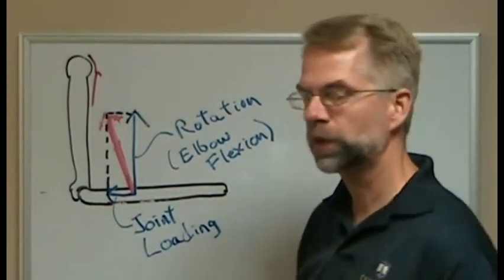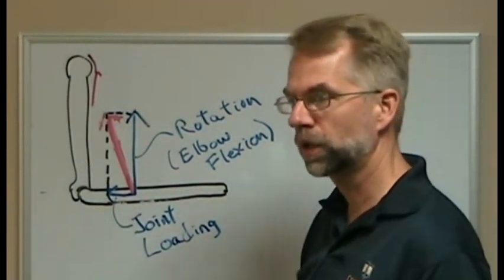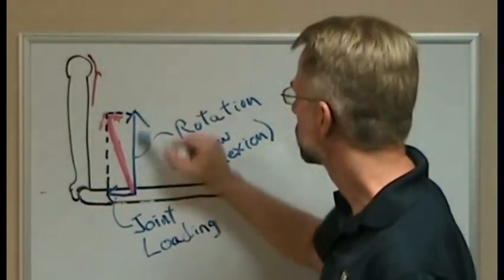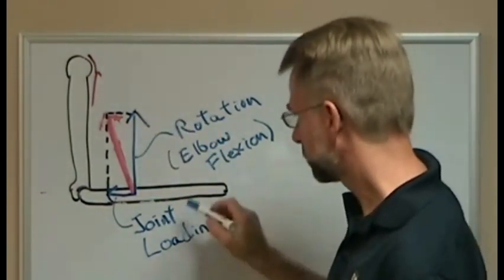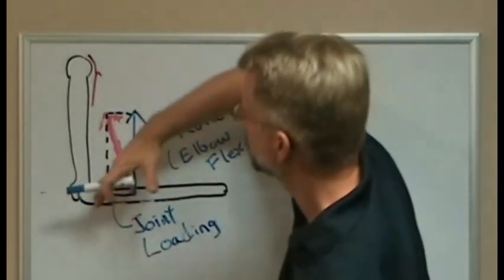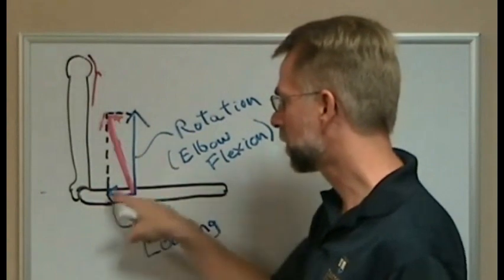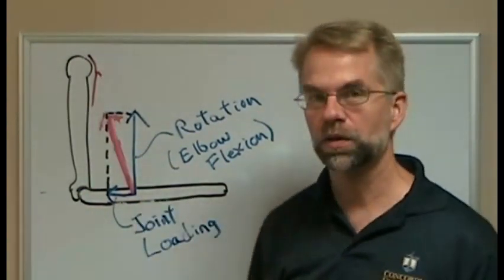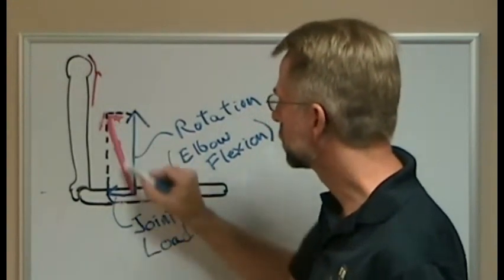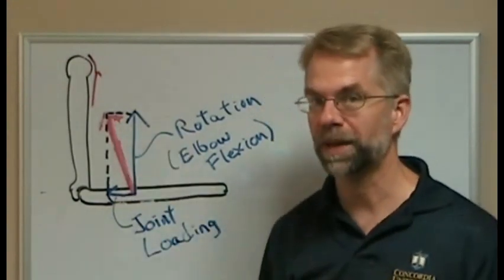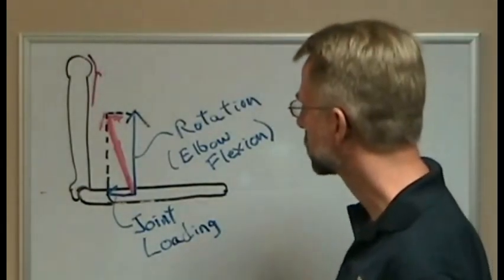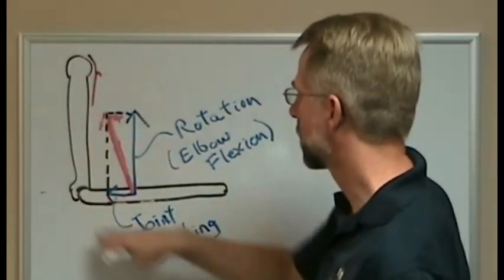One that creates either joint loading or joint unloading, that is joint compression or joint distraction, and one that creates some sort of rotation. If you play around with this for a little while and put this forearm in different positions, you'll notice when you make your parallelograms that the relative lengths of those two components of that muscle force change dramatically.